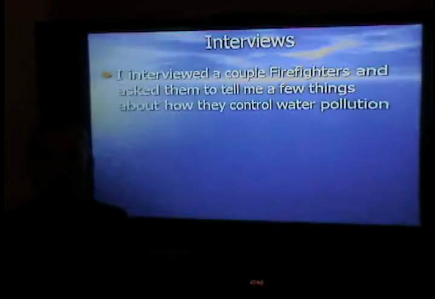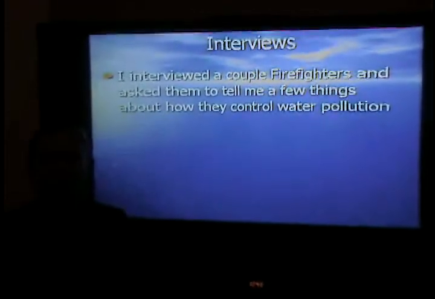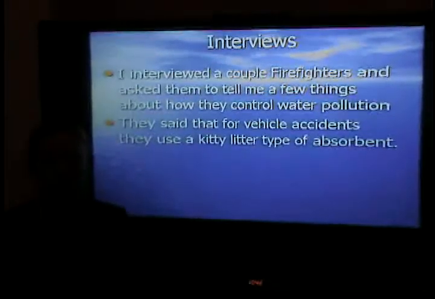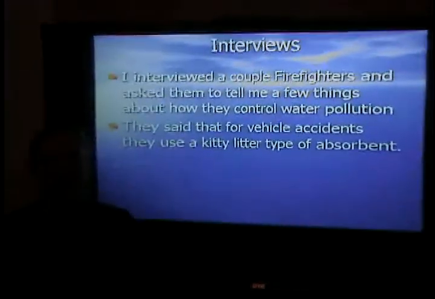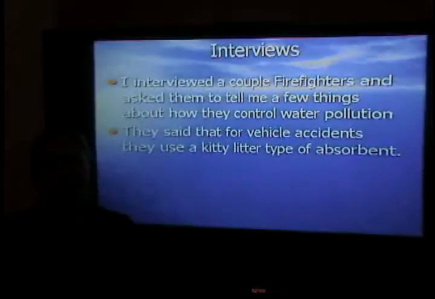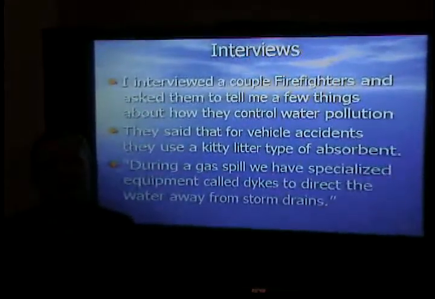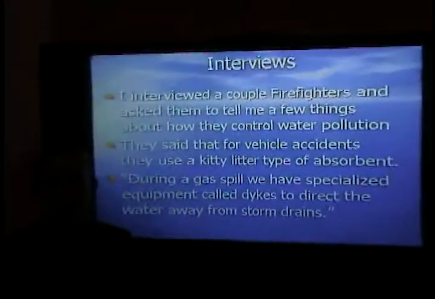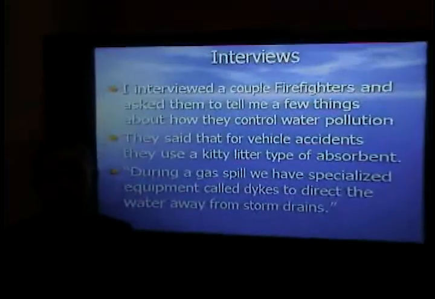I interviewed a couple of firefighters and asked them to tell me a few things about how they control water pollution. They said they use a kitty litter type absorbent for vehicle accidents. During a gas spill, they use specialized equipment called dikes to direct the waterway away from storm drains.